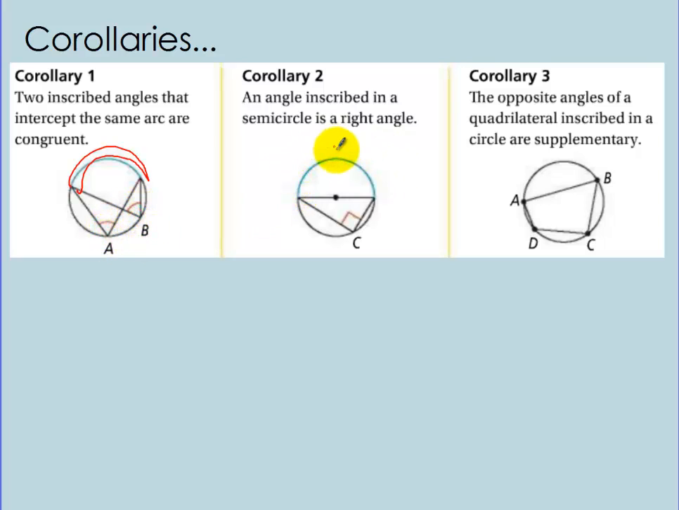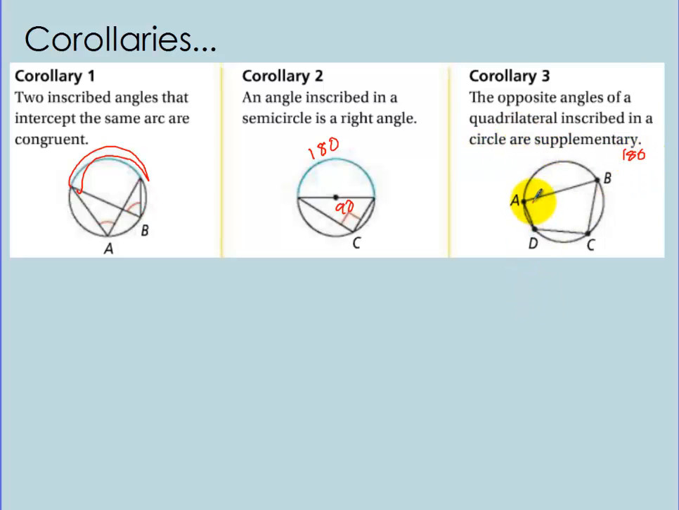And then another corollary: an angle inscribed in a semicircle is a right angle, which makes sense because a semicircle is 180 and a right angle is 90, and doubling this angle has to be the measure of that arc. And this last one: the opposite angles of a quadrilateral inscribed in a circle are supplementary, so they add up to 180.